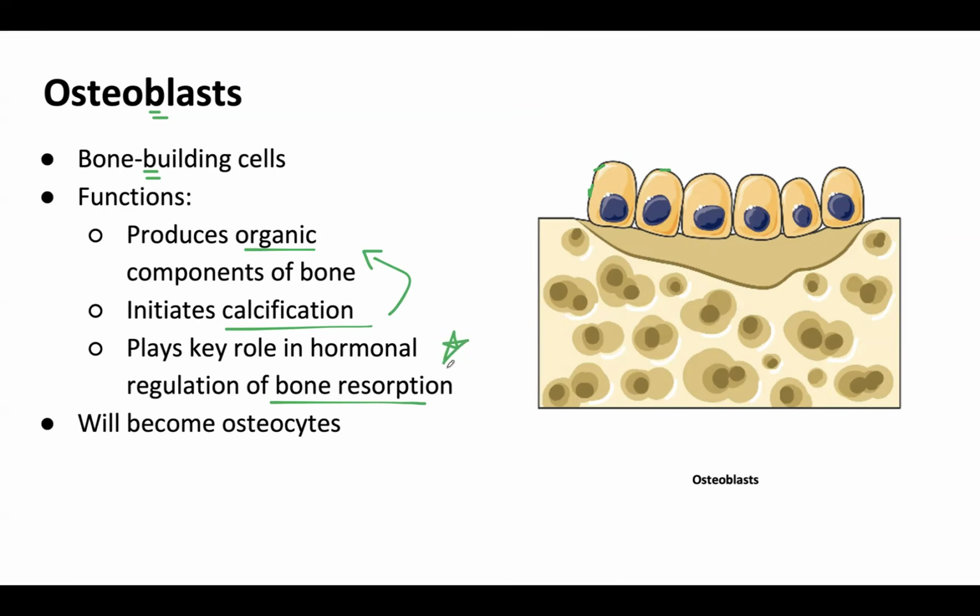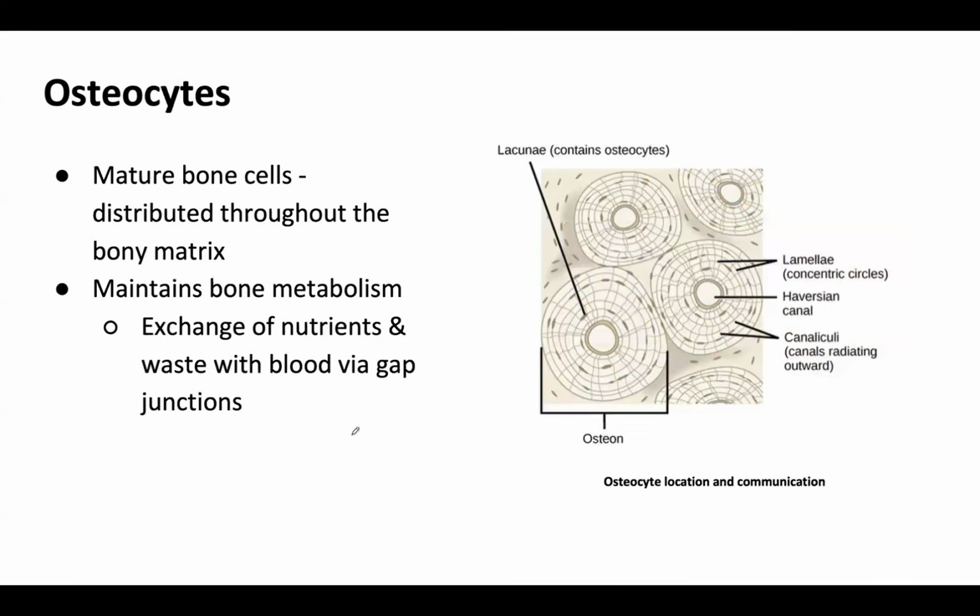Now, as the osteoblasts surround themselves with extracellular matrix, they become trapped in their own secretions, and then they become osteocytes. And osteocytes are considered the mature bone cells. They are the main cells in bone tissue, and they're actually found throughout the bony matrix, so not just on the surfaces. Neighboring osteocytes are connected via gap junctions, where their processes within the canaliculi are these spaces that are going to radiate outward. This provides a route for diffusion of nutrients and waste products between osteocytes and blood vessels as well.